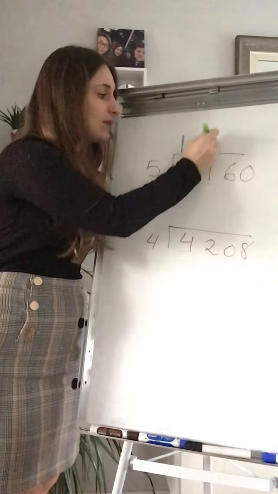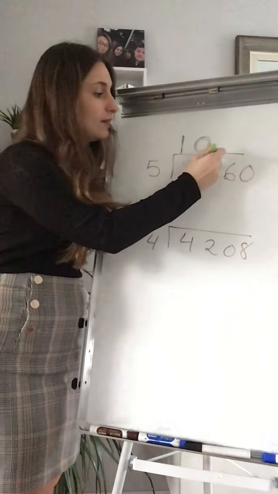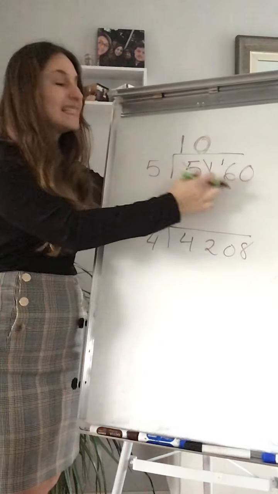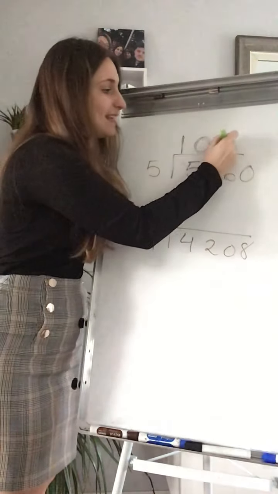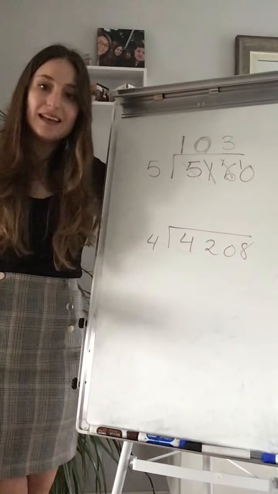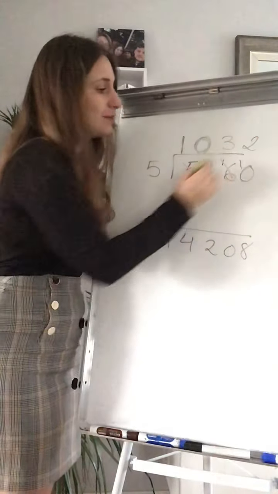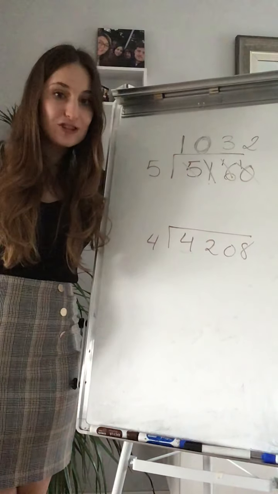Sorry, I need to start with a 0. 0 times 5 is 0, to 1 is 1. 16. I know 15, that is 3 times 5, to 16. I need 1 more and make a 10. And I know that 2 times 5 is 10. So your answer should be 1,032.